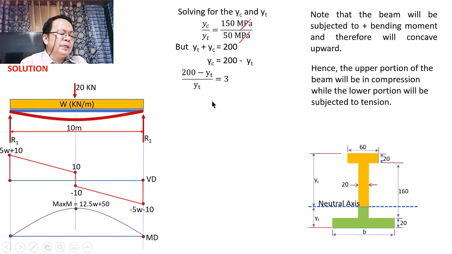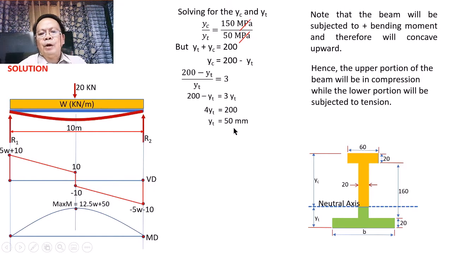And so, if this will be simplified, we shall have here 200 minus y sub t will be equal to 3 of y sub t. And then simplifying, we can solve for y sub t equal to 200 over 4, or y sub t equal to 50. Then after we have computed for y sub t of 50 millimeter, then we can also solve for y sub c, because y sub c is equal to 200 minus y sub t. Hence, y sub c is equal to 150 millimeter.